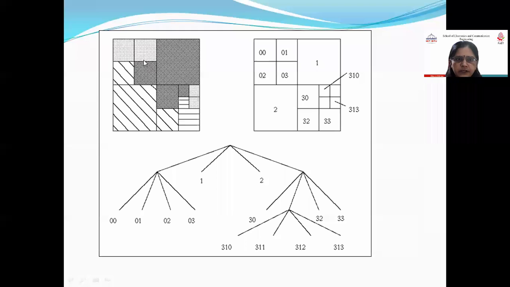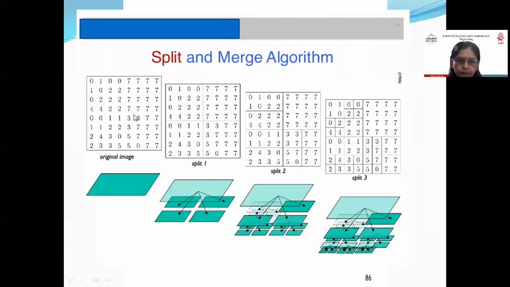So here, after splitting, we are getting these regions. Then we can check whether these adjacent regions are homogeneous and we can merge them together. So this is an example of split and merge. We start with the original image. First, we apply the split operation. Then we check whether adjacent regions are homogeneous. They are not homogeneous, so we go to the next split level if required.